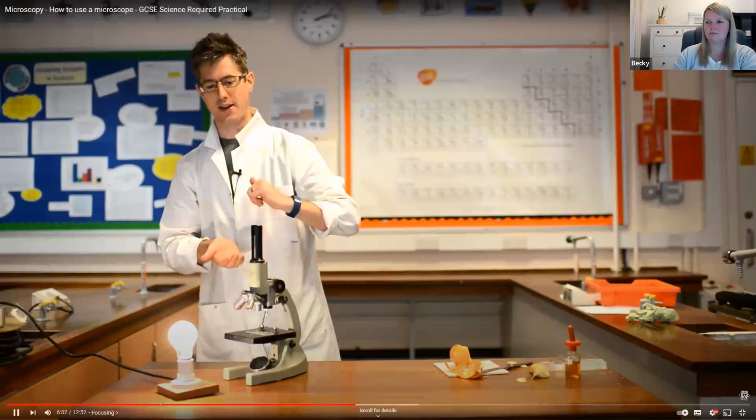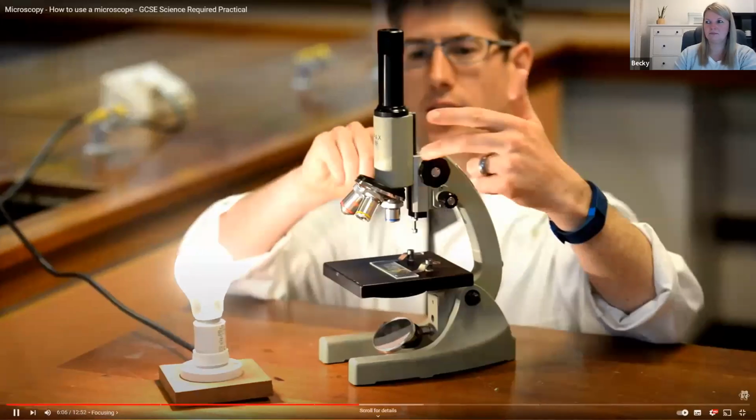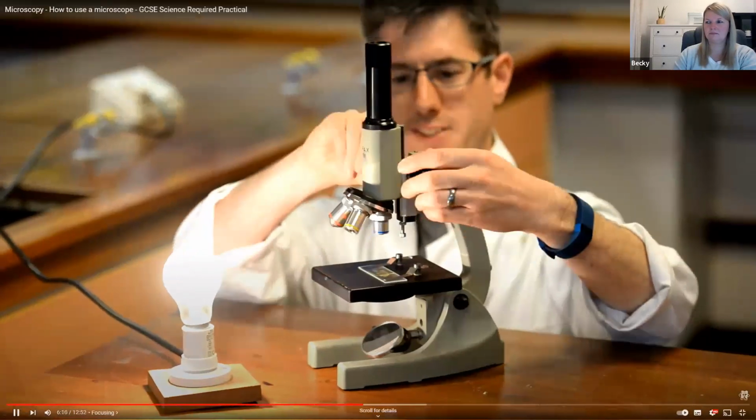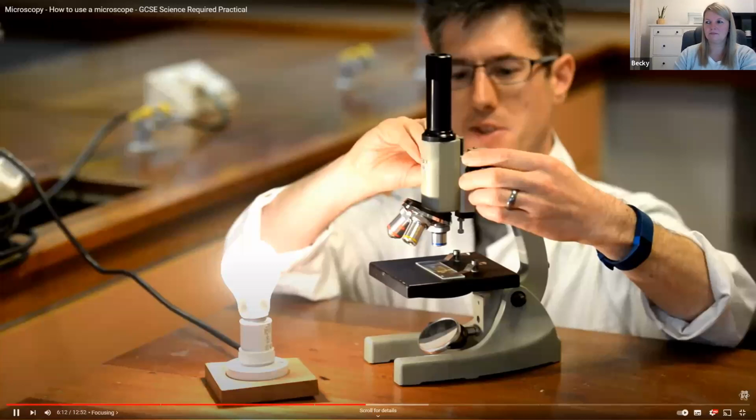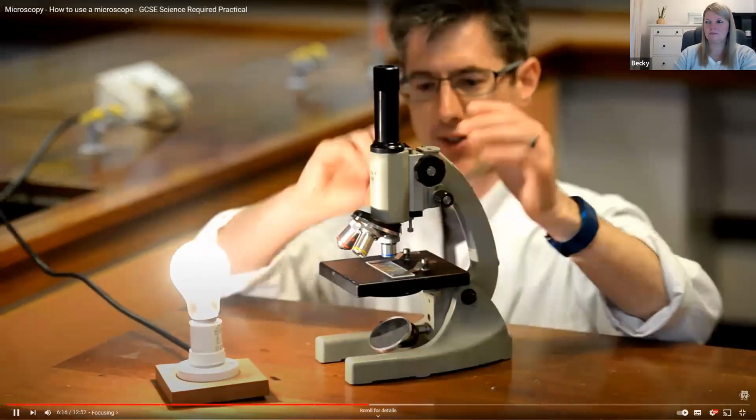So I'm going to get down nice and low, and using these large dials here, they are called the coarse focus dials, I'm going to move, in this case, the lens coming down. In some microscopes, you might find the stage moves. It doesn't matter which way it's going. So these are now as close together as possible.